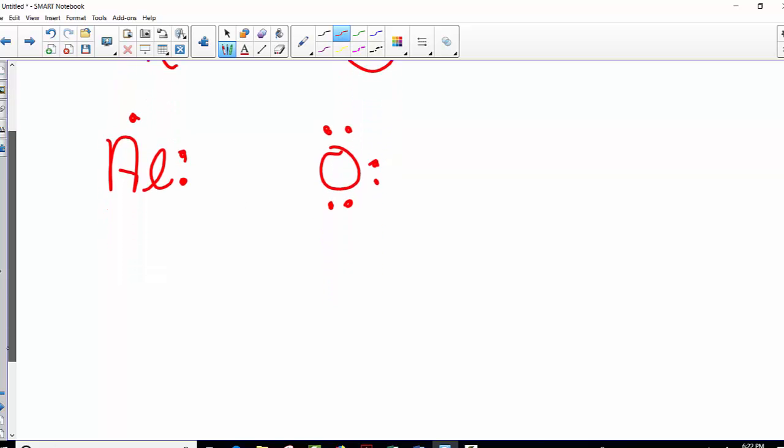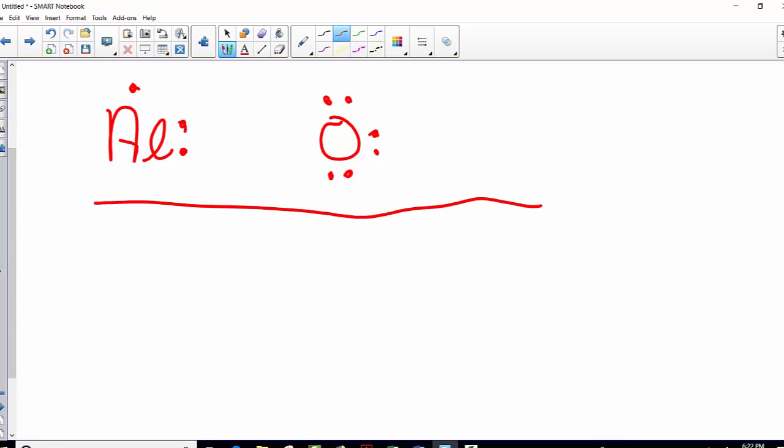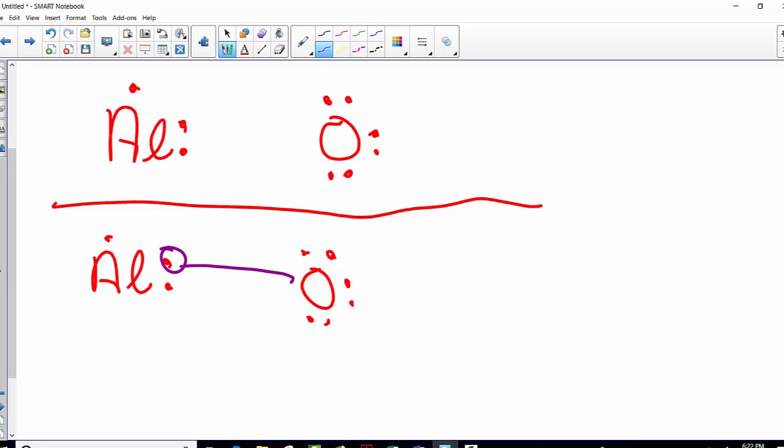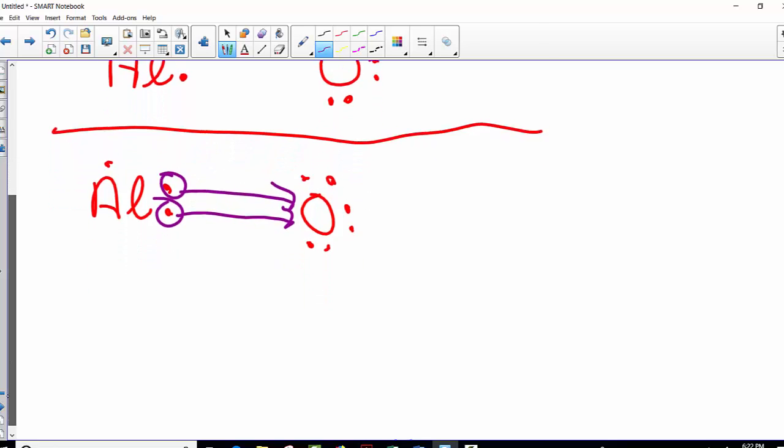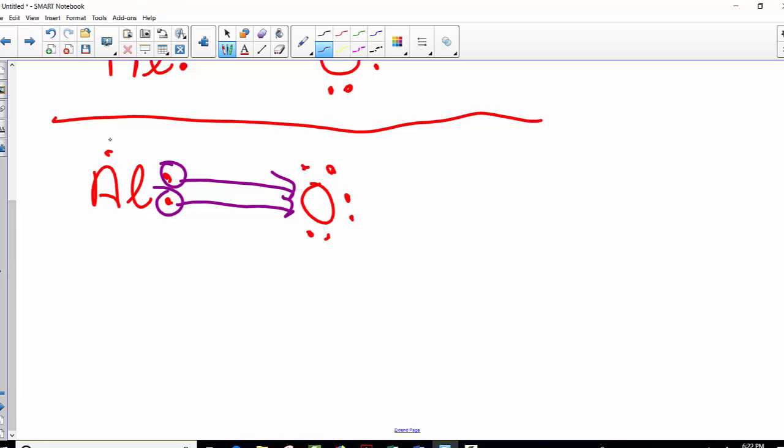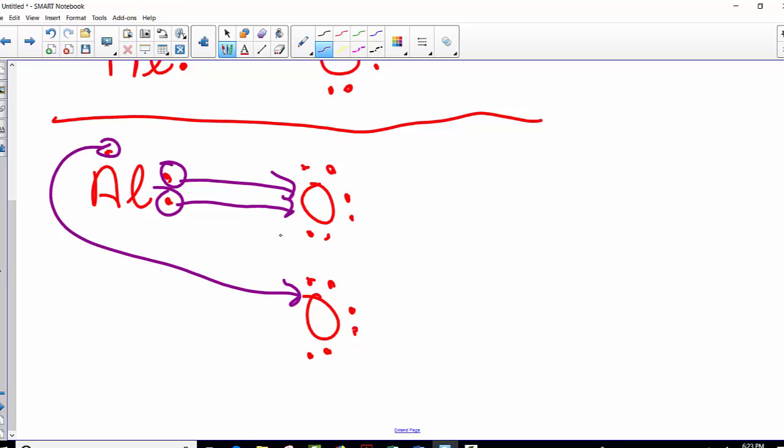All right, let's see what you did there. Well, first, my oxygen needs 2. So I'm going to move 2 over. That makes oxygen happy. But I still have 1 electron left. So I'm going to write another oxygen. And I'm going to take this electron and I'm going to move it over here. All right, now the aluminum's happy, but the oxygen's not, because the oxygen still needs 1 more.